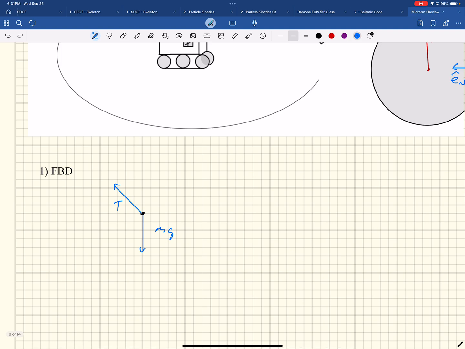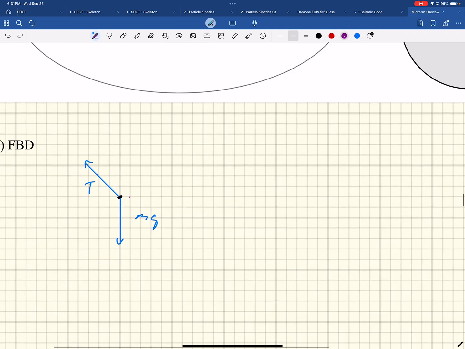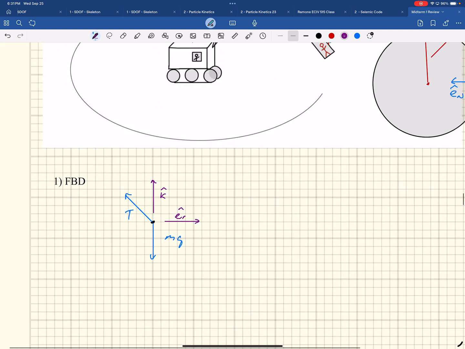We also have to label the coordinates. I think this is a really key step. This is going to be e_r, and this is going to be k. e_r and k. Now, where is e_theta? Into the page. Is there anything happening in that direction? No. Could there be? Yeah.